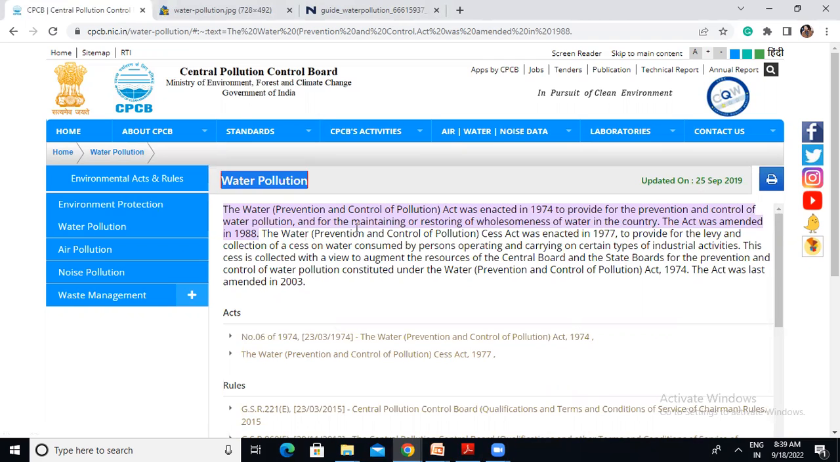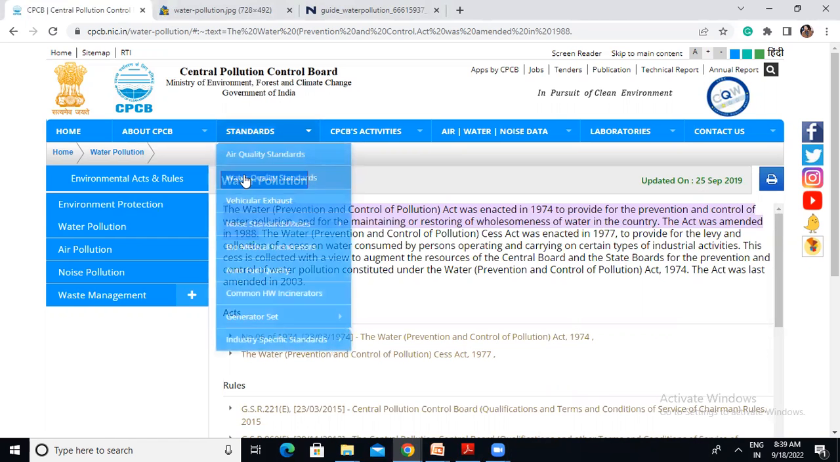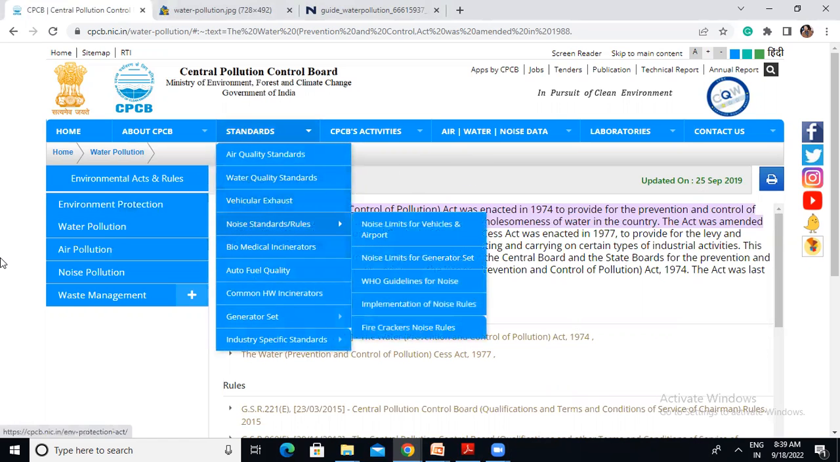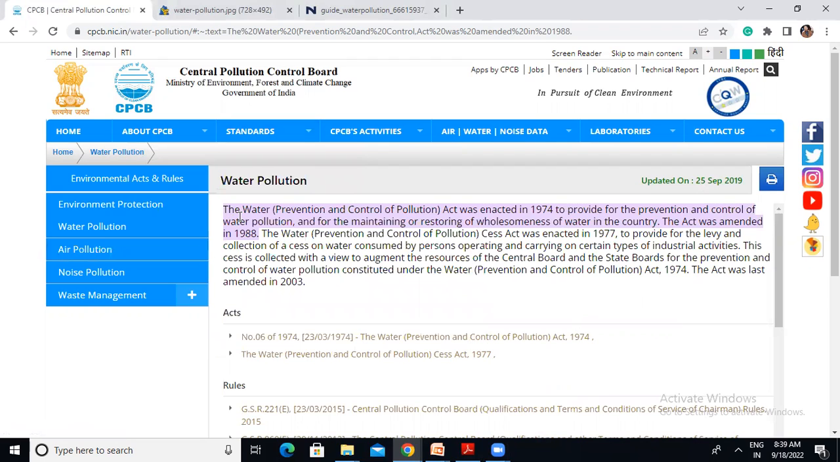that is CPCB, the Central Pollution Control Board. CPCB stands for Central Pollution Control Board, and this website is hosted by NIC. There, under water pollution, you'll find this information. The Water Prevention and Control of Pollution Act was enacted in 1974 to provide for the prevention and control of water pollution and for maintaining or restoring the wholesomeness of water in the country.